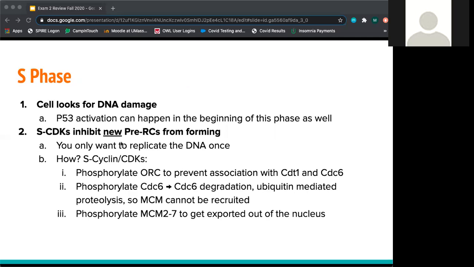So during S phase, the cell is looking for DNA damage. So again, P53 activation happens because it's a tumor suppressor and its job is to look for mutations in the DNA and reasons why the cell wouldn't be able to continue to duplicate its DNA. And then S-CDKs inhibit new pre-RCs from forming. So this happens because you only want to replicate the DNA once, because if you replicate it multiple times, then you'll have multiple copies of DNA in one cell, which you don't want.